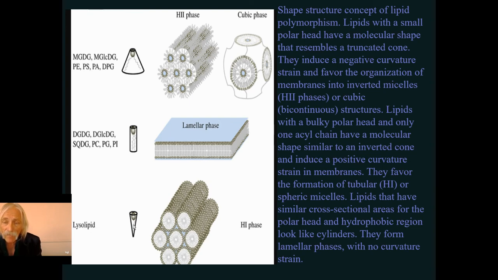So they favor the formation of this tubular H1. That's what this is here. I already described that to you. Or basically spherical micelles. It's more like a stacking of micelles, like the typical micelle I showed you in the last slide. Right? And again, when you have your normal sort of polar head group, you have both fatty acids, you make that lamellar phase. Bilayers. Bilayers is still very significant. We're not discounting it in any way.